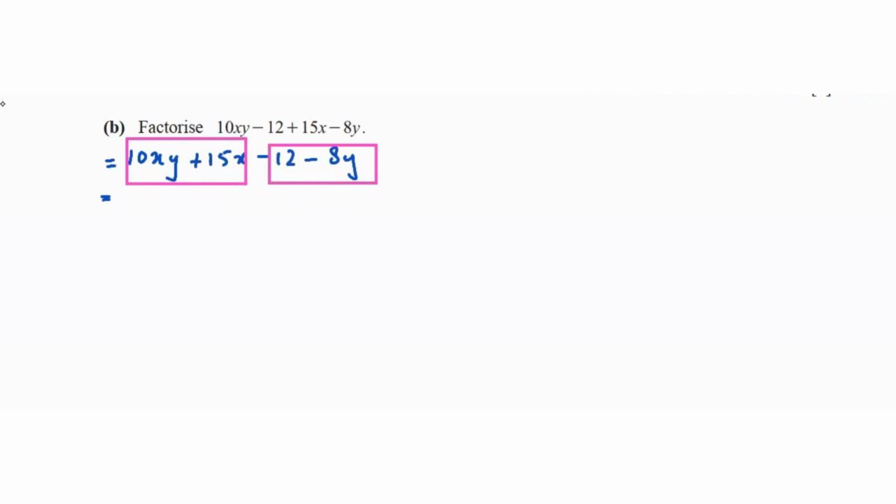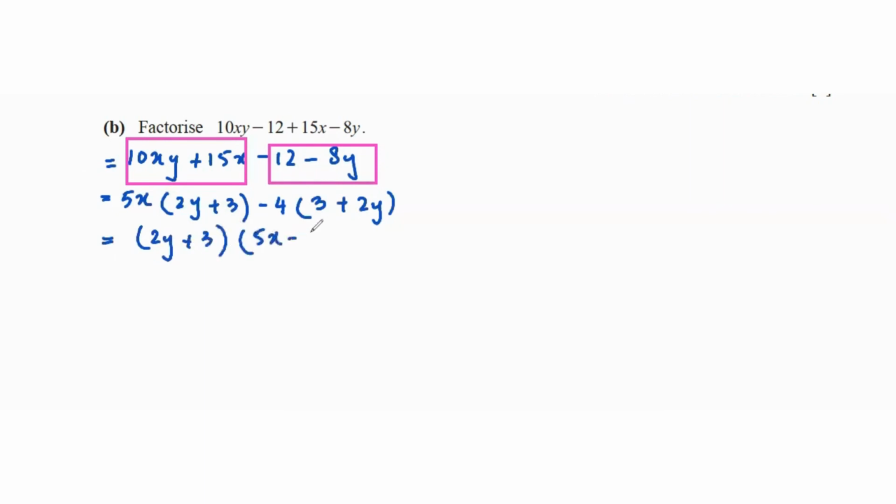So when you factorize this, in the first group we have 5x common, so that's going to be 2y plus 3. And in the second group we have negative 4 common, so that's going to be 3 plus 2y. So 3 plus 2y and 2y plus 3 is the same thing, and both 5x and minus 4 have that in common. So I'm going to write 2y plus 3 times 5x minus 4. That is your answer.